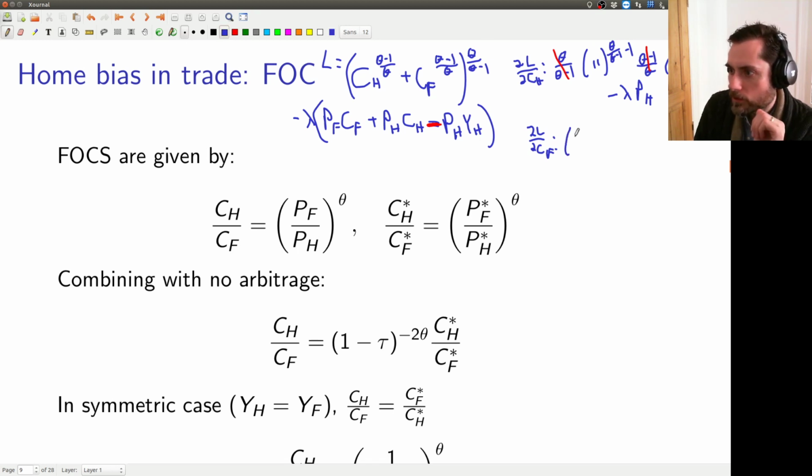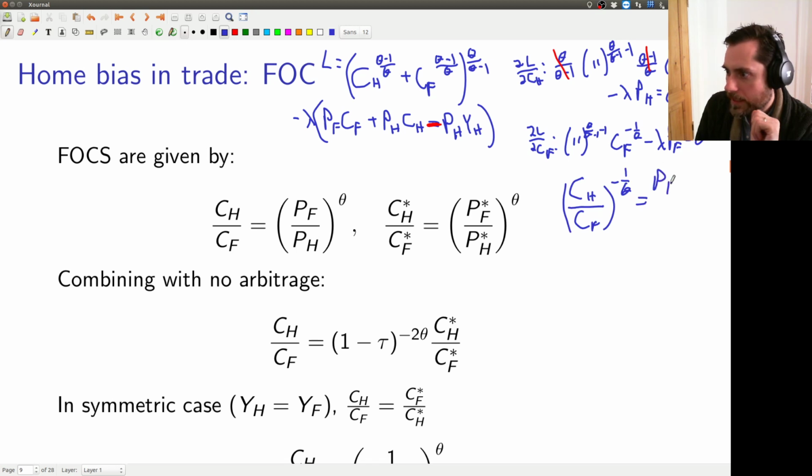So I'll just use our conclusion here to this power times CF to the power negative 1 over theta minus lambda PF. And this is equal to 0. All right, so now we can actually just put these pH and PF on the other side of the equal sign and then divide one equation by the other. This term's going to cancel out, right? We're just going to end up with CH divided by CF to the negative 1 over theta is equal to pH divided by PF.